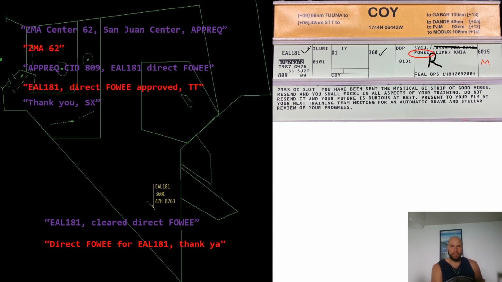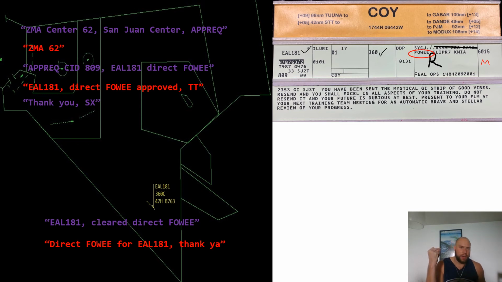Eastern 181 flies this route relatively often. I'm pretty sure they're even based out of Miami. They are pretty familiar with FAWI. Anytime you give an aircraft direct FAWI, they know pretty darn well not only where it's at, but it's pretty darn close to the airport, right? It sits somewhere along the Flipper 7 arrival. So they're excited. No need to pause, clear the airways, make sure nobody else is talking.